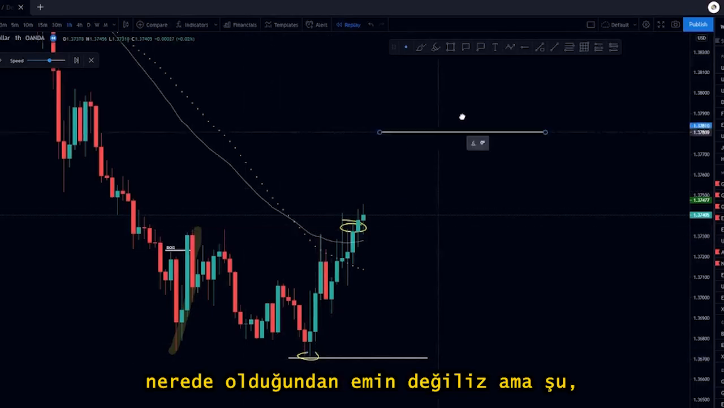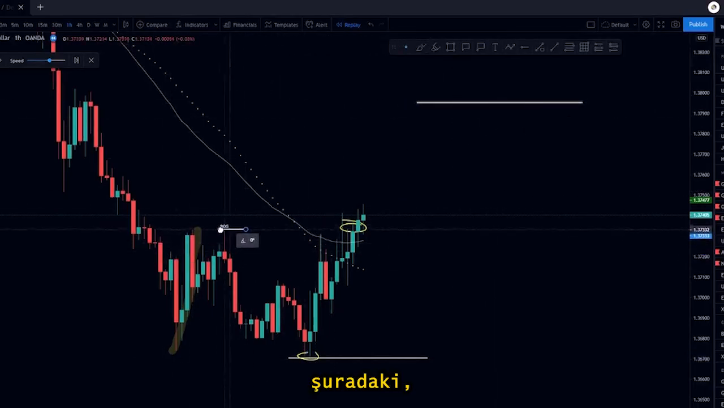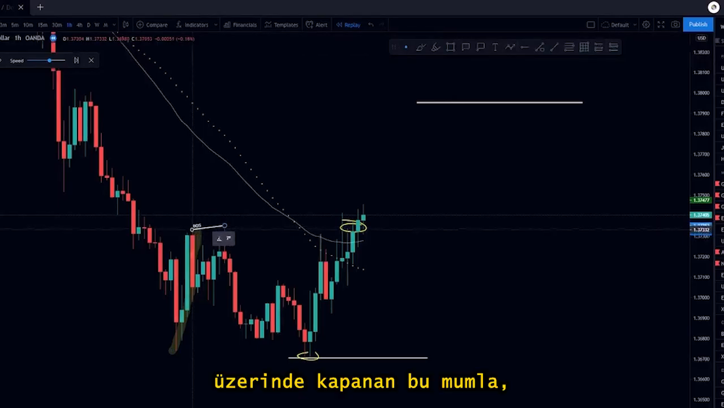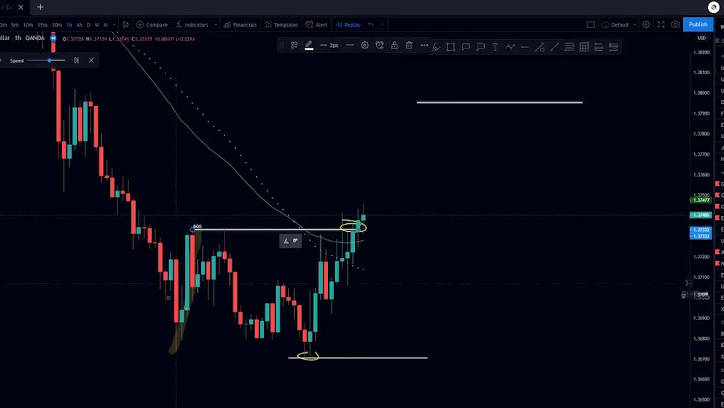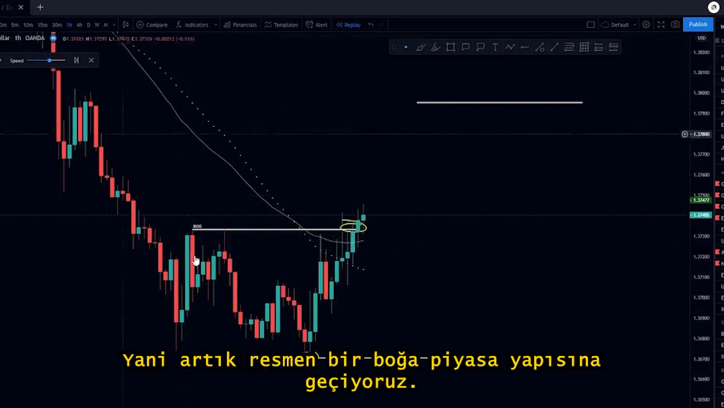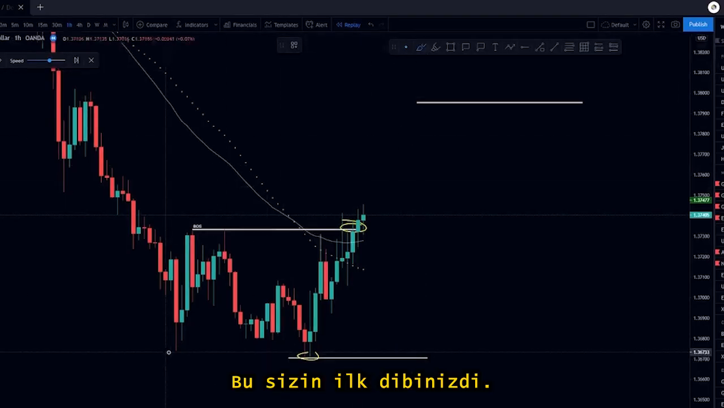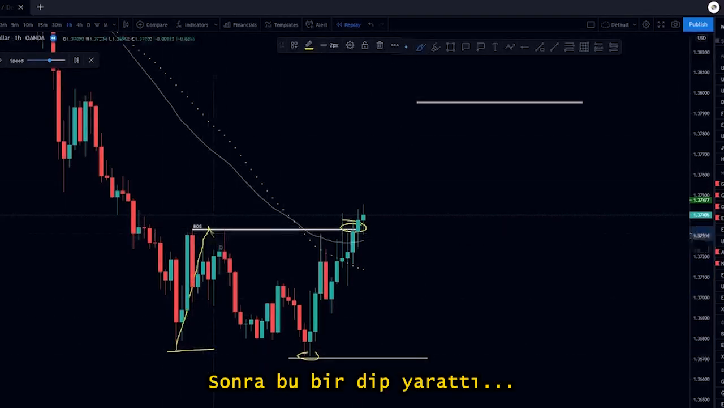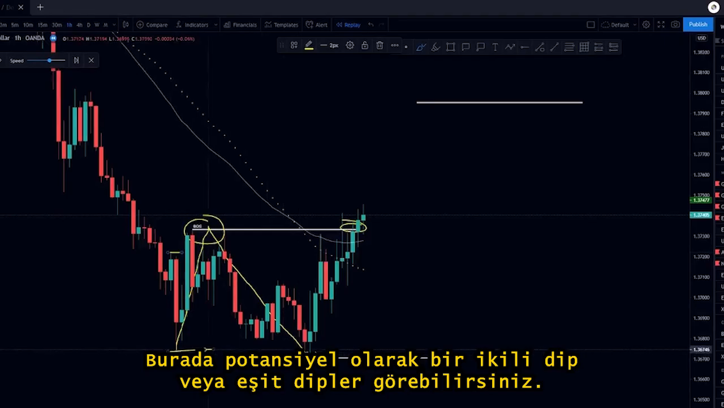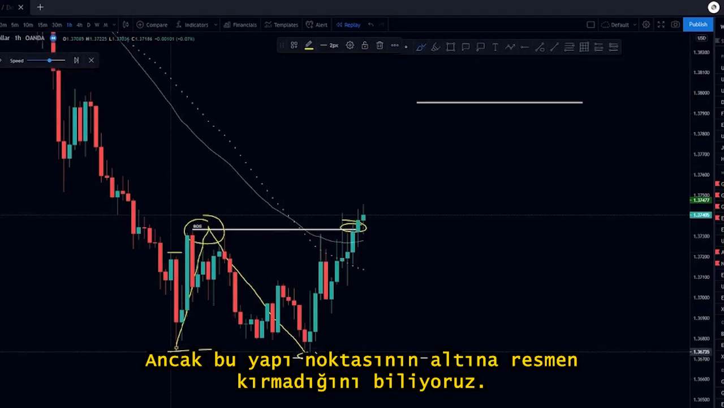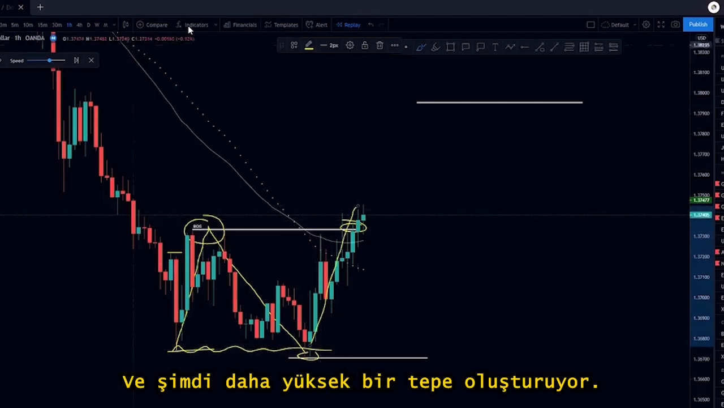Okay. Our new high, we're not sure where it's at. But then this over here is your break of structure with this candle closing above, right? So now we're shifting officially into a bullish market structure. This was your first low. Then this created a higher high based on this high. Then you could potentially see a double bottom or equal lows. However, we know it didn't break officially below this point of structure. And then now it's creating a higher high.